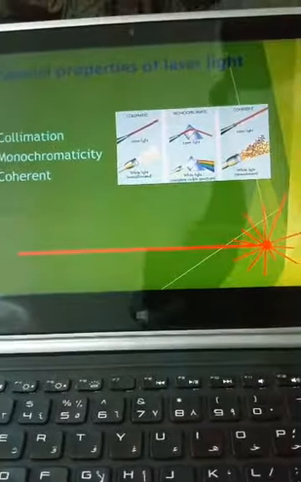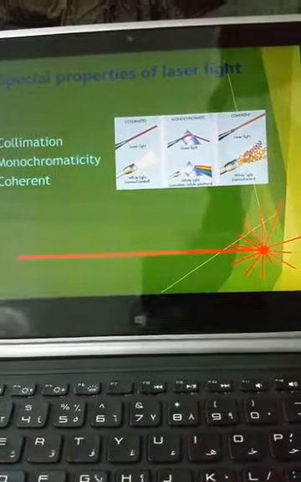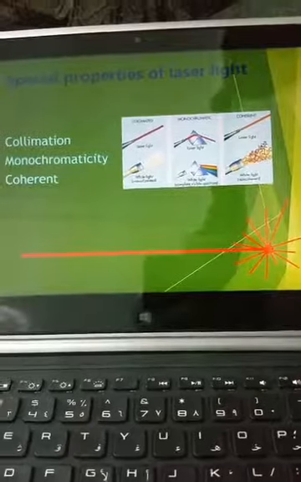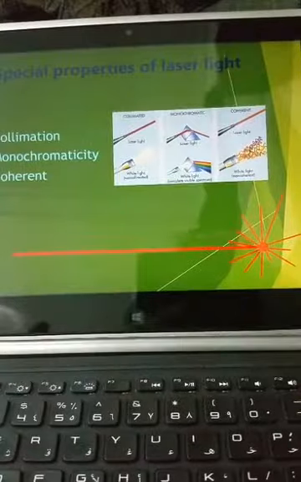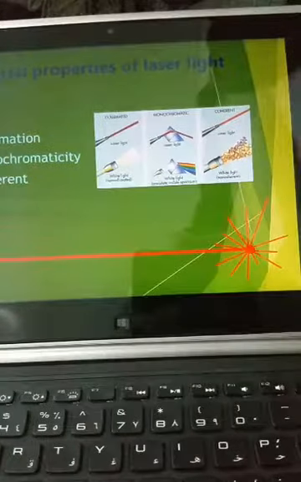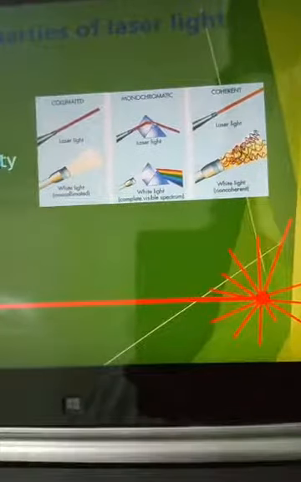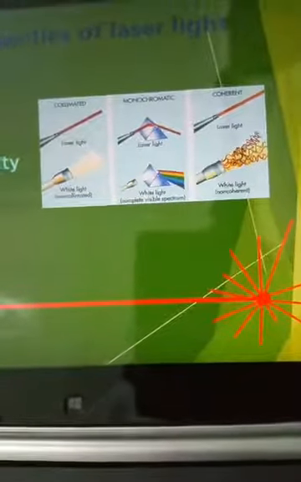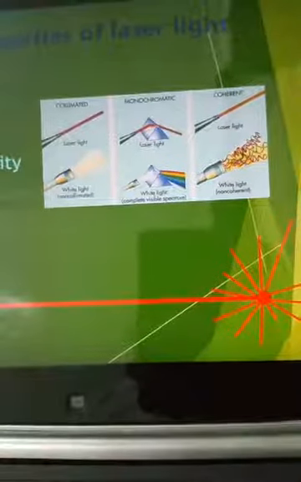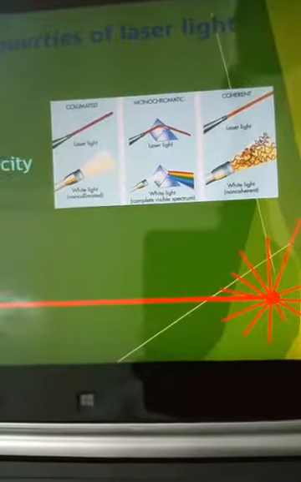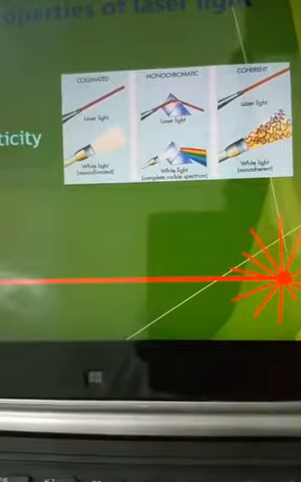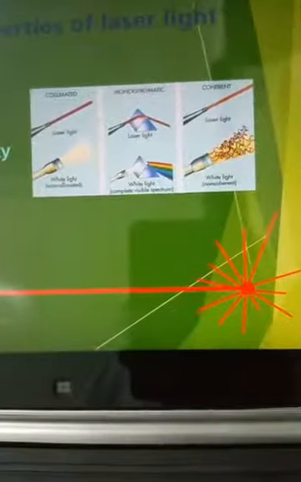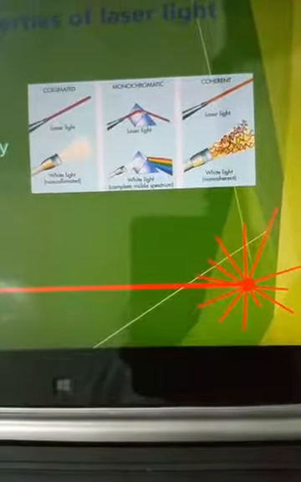It is collimated and it's also one color, monochromaticity, and coherent. So compared with the normal light, the normal light is scattered and has too many wavelengths, not only one single color, and it diverges, while the laser is together and usually one wavelength and parallel to each other.